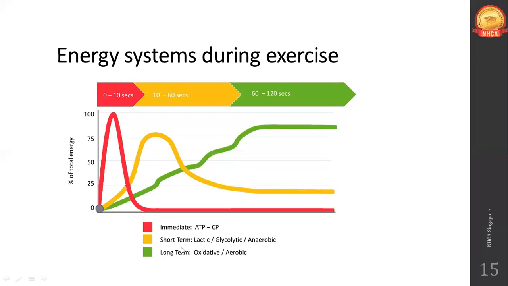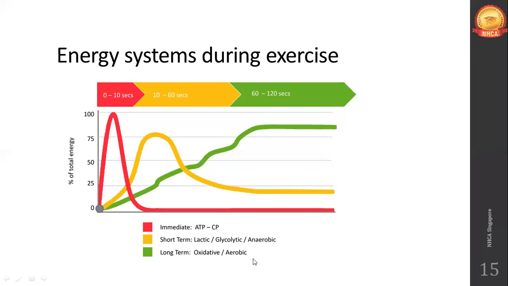And then for long term exercise in a steady way, not suddenly jerking around, but steadily increasing your pace, at that time your body is under oxidative stress and you are getting aerobic energy. So these are the different energy systems at different time intervals of an exercise regimen.